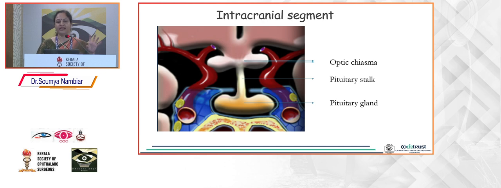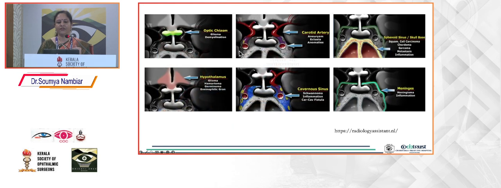The intracranial segment is what I showed you initially. You can see the optic chiasma right above, with the pituitary stalk connecting to the pituitary gland. Beside that, you can see the internal carotid artery. For the optic chiasma to be directly involved, a glioma, demyelination, or an aneurysm of the internal carotid artery can cause a problem. Sphenoidal sinus issues like a squamous cell carcinoma can cause it. Something coming from above, the hypothalamus, compressing the optic chiasma can also cause damage.